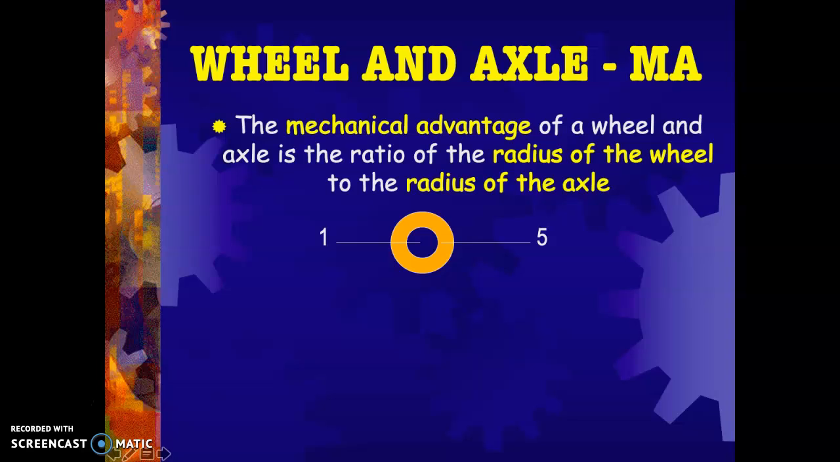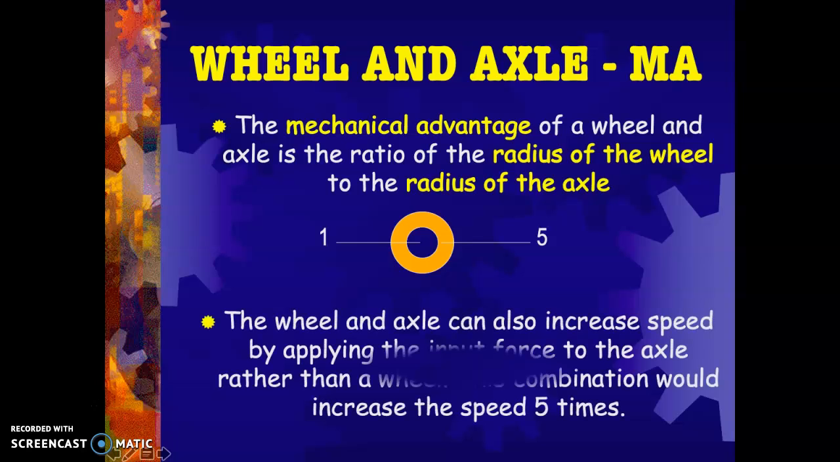And what we do is find the ratio. Now, what is a ratio? Ratio simply means that you are going to divide. So in this case, 5 divided by 1. This particular wheel and axle has a mechanical advantage of 5. So what does that really mean?